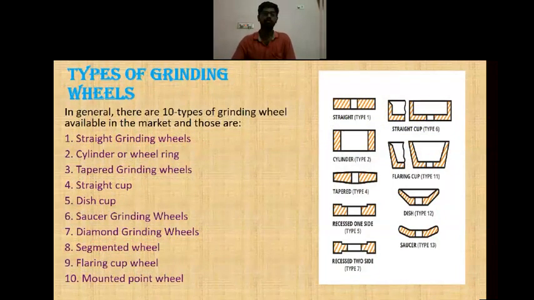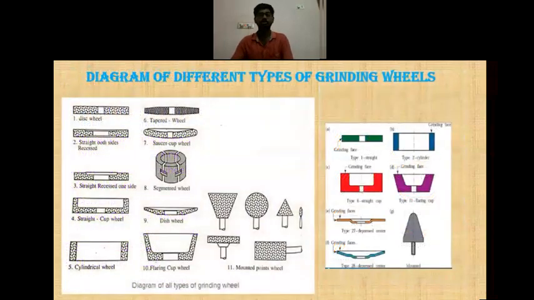Under the shapes and structure, some types of grinding wheels are listed. They are straight grinding wheels, cylinder or wheel ring, tapered grinding wheels, straight cup, disc cup, and so on. If you look at those images clearly, you can get a clear idea of different types of grinding wheels based on their type, structure, etc.